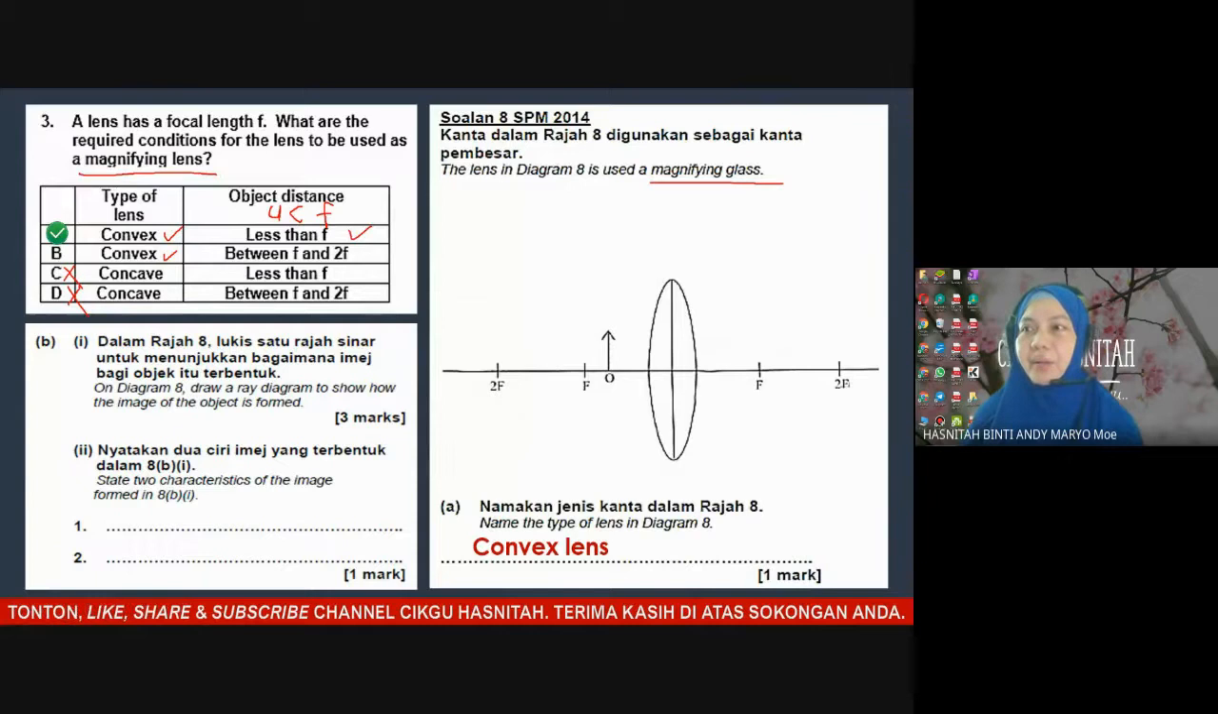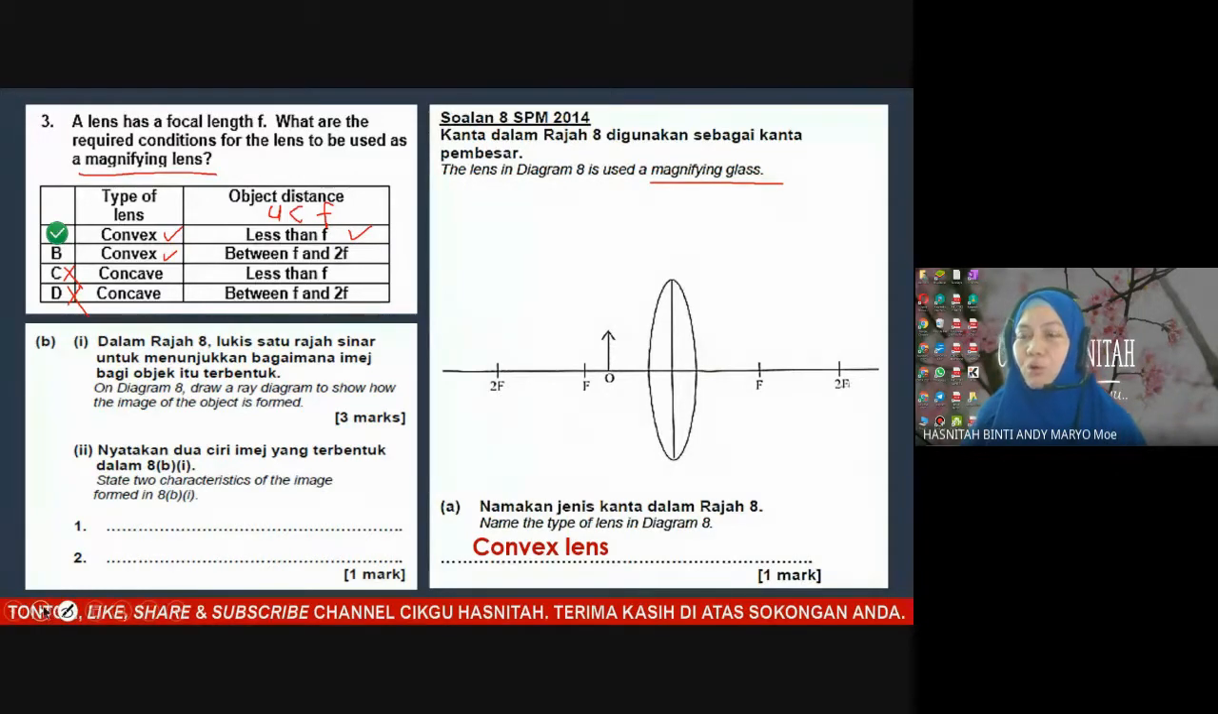Okay, now question B. Question B is down here. On diagram 8, you have to draw the ray diagram to show how the image of the object forms. So how to draw the ray diagram? This is where you have to apply the 3 rules. You can apply any 2 of these 3 rules which is applicable. And then later state 2 characteristics of the image formed by your drawing.